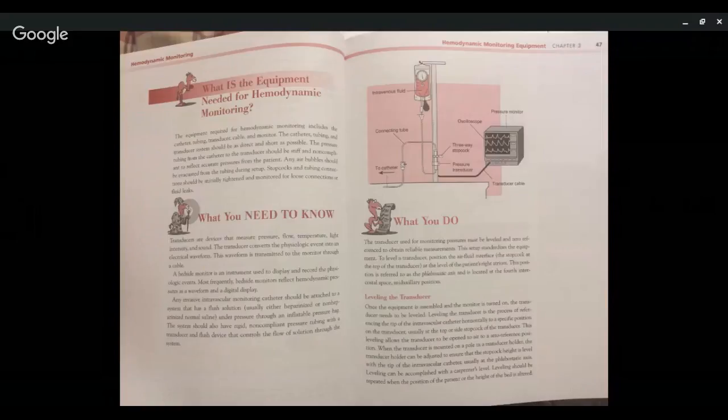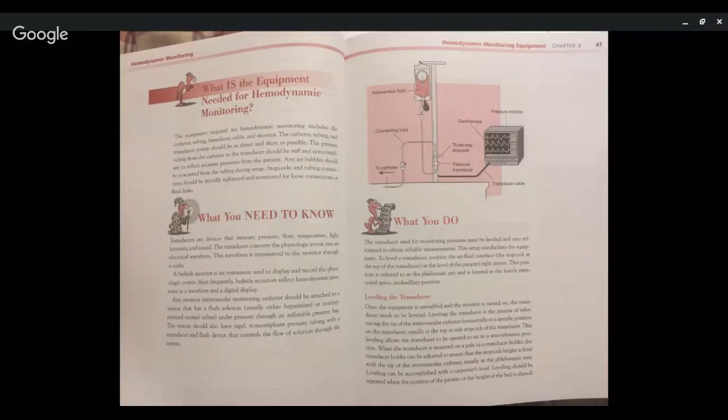To level a transducer, position the air fluid interface at the level of the patient's right atrium. This position is referred to as the phlebostatic axis and is located at the fourth intercostal space, mid-axillary position.